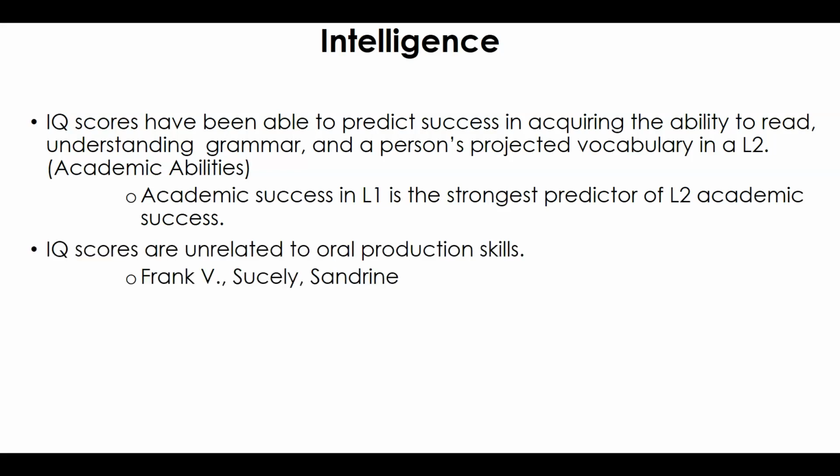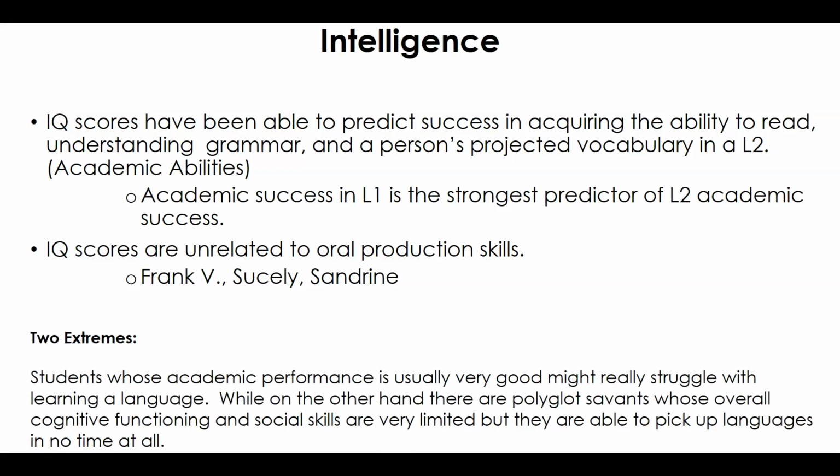IQ scores are unrelated to oral production skills, however, and here are a few researchers that you can explore more about in the chapter. So there are essentially 2 extremes. Students whose academic performance is usually very good might really struggle with learning a language, while on the other hand, there are polyglot savants whose overall cognitive functioning and social skills are very limited, but they're able to pick up languages in no time at all. So that's kind of in reference to those IQ studies that were listed above. So there are those 2 extremes.